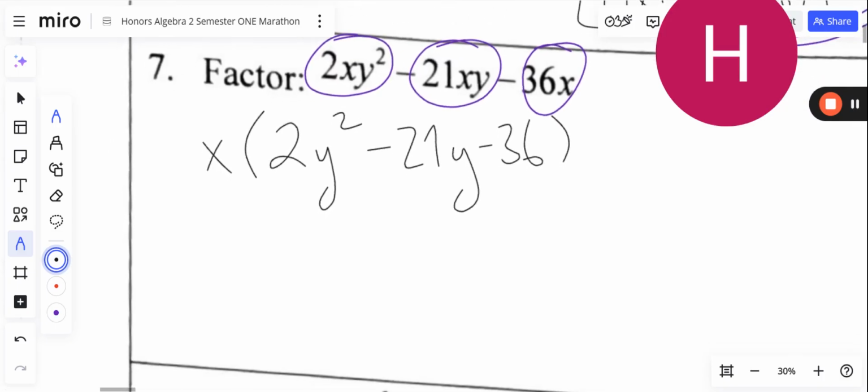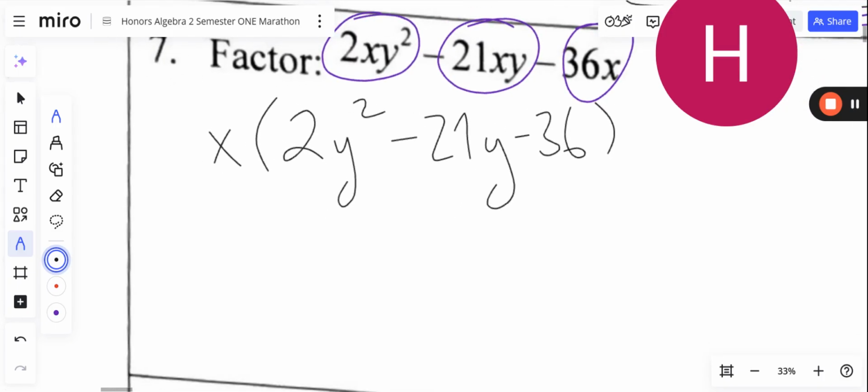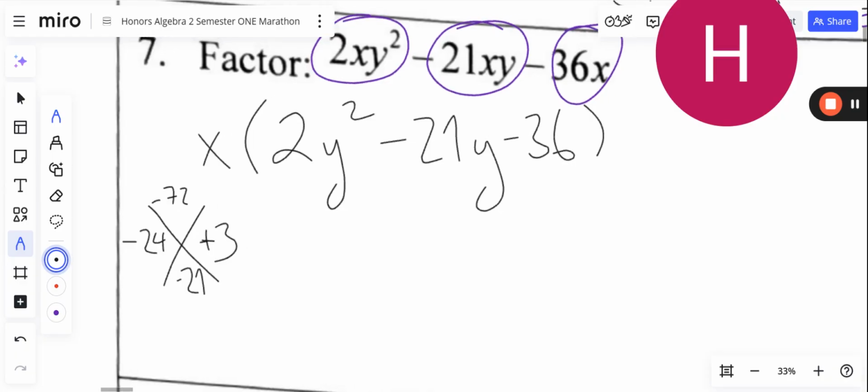And let's go ahead and do our little x factor here. This is going to be two numbers which multiply to make negative 72, and they add together to make negative 21. So we're going to have a larger negative number and a smaller positive number. It's going to be 24 and 3.